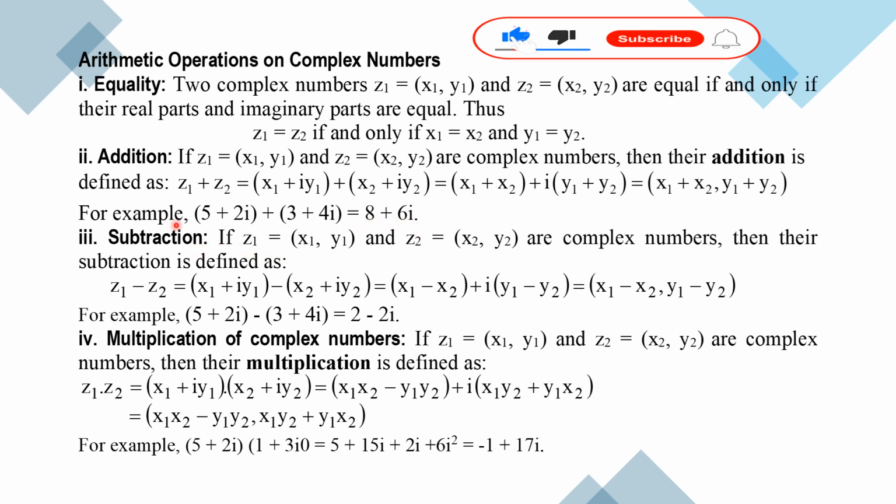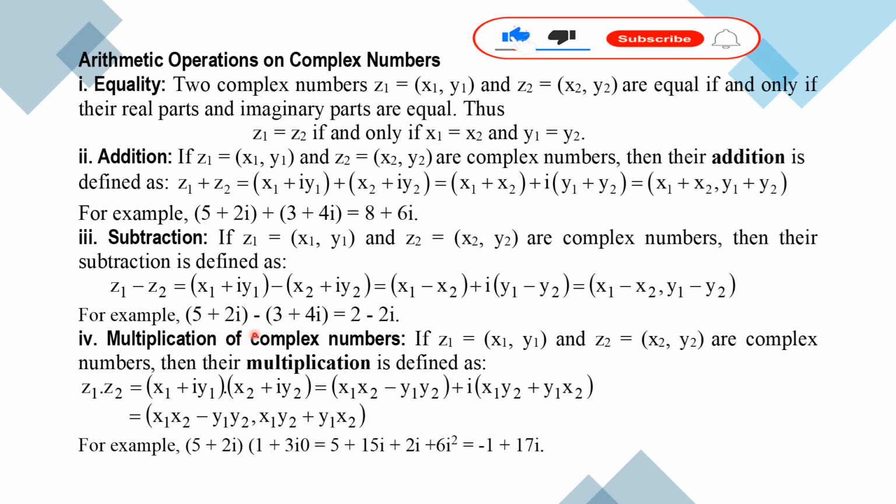Subtraction is similar to addition. z1 minus z2: z1 is x1 plus iota y1, minus x2 plus iota y2. So the real part is subtracted from the real part, plus iota times the imaginary part subtracted from the imaginary part. We write it in ordered pairs as x1 minus x2 comma y1 minus y2.